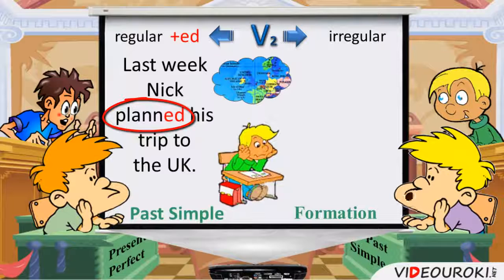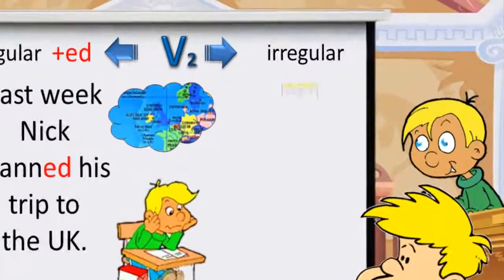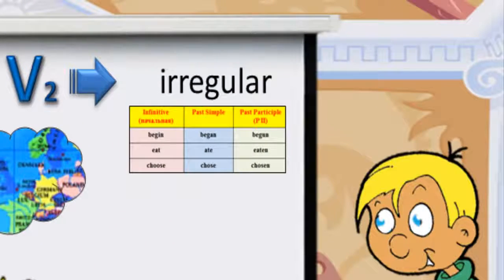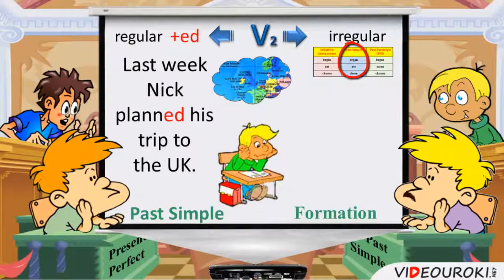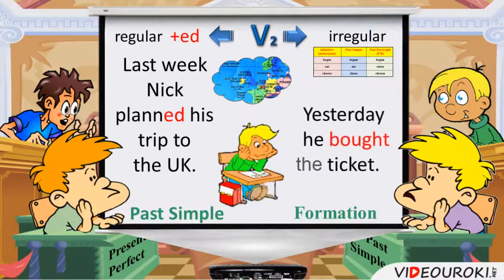To use an irregular verb in the past simple tense, we use the list of irregular verbs. And I can't but mention that you have to learn all the irregular verbs by heart. Look, yesterday he bought the ticket. Buy, bought, an irregular verb.